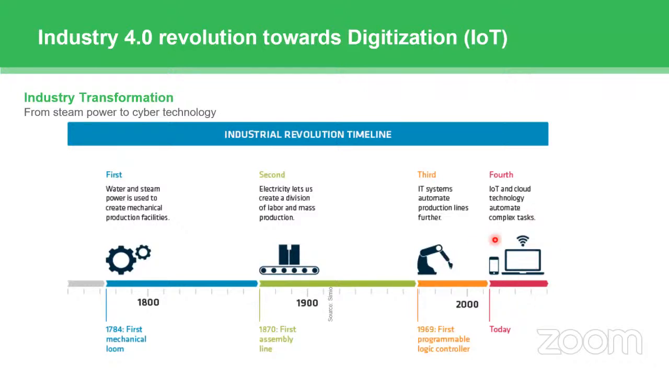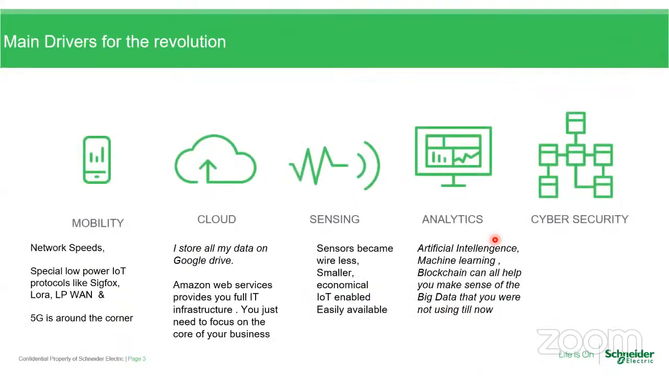So this revolution has started now, and we are getting more and more evolved as we go into the system. What has really changed is that mobility is very, very important. Every person nowadays has a mobile phone, so they want to see the data on their mobile phones. This is the need of the hour.